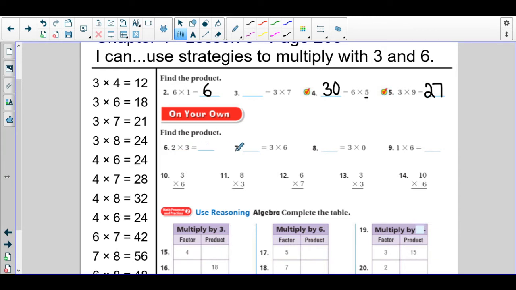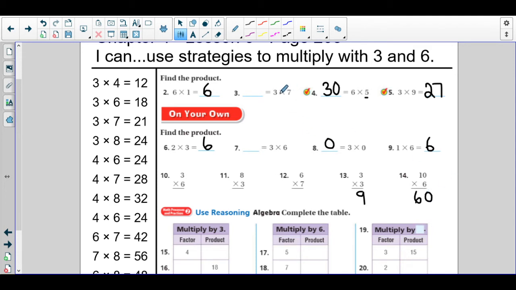Let's come down here. 2 times 3. This is counting by 2's. 2, 4, 6. And let's go to this one. 3 times 0. That's 0. 1 times 6. Any number times 1 is going to be equal to that number. We'll skip these, and oh, here's a double. 3 times 3, that is 9. And any number times 10 is like any number times 1, add a 0.